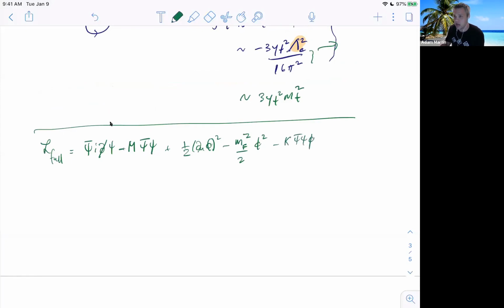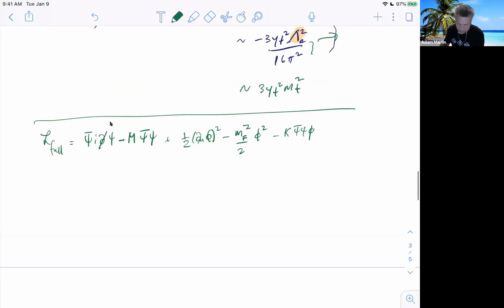That's that Yukawa interaction we've had forever. And now I'm going to add to this just a self-interaction among those phi's.